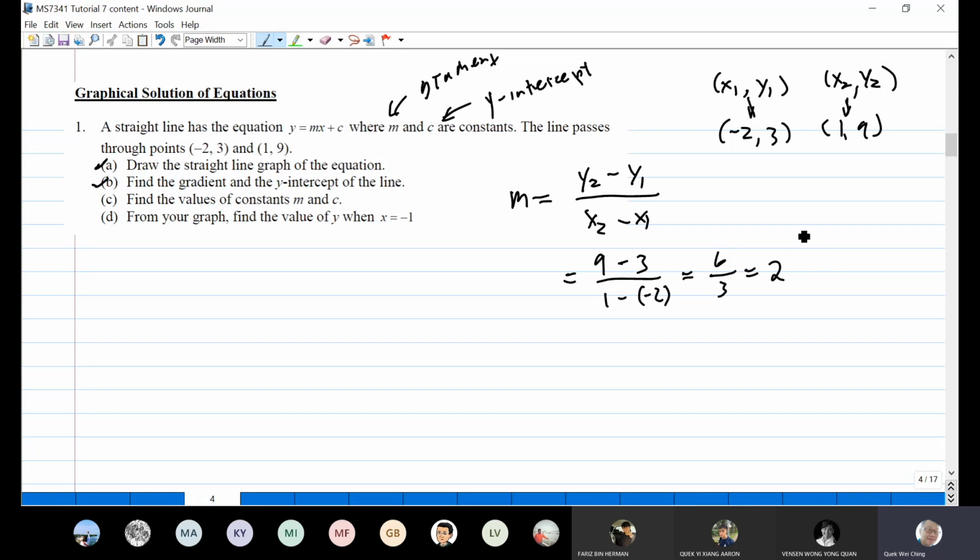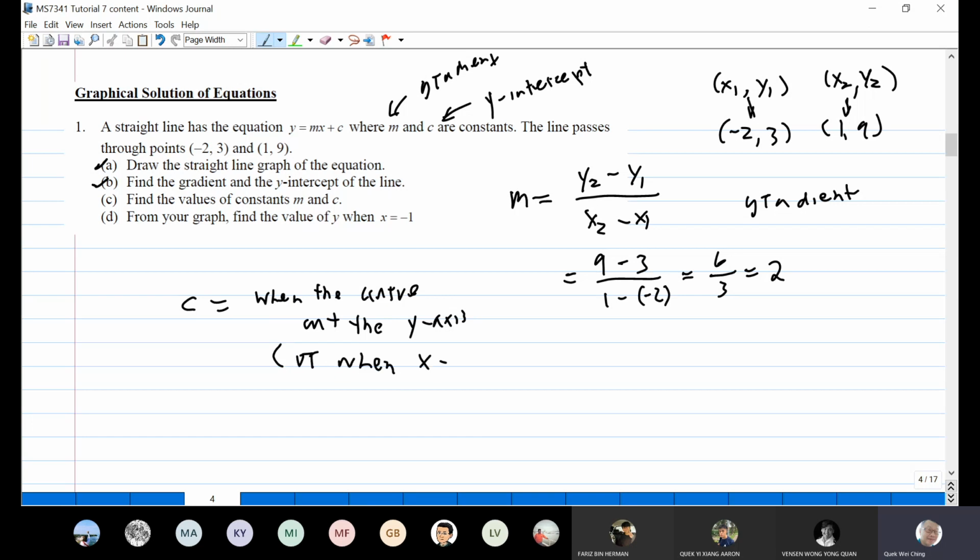The name for this is called gradient. Gradient is 2. Now, how to find the y-intercept? Y-intercept is where the straight line cuts the y-axis. This is when the straight line or curve cuts the y-axis, which is also the same thing as when x equals 0. When you put x equals 0, you can find the y-intercept here. So this is called the y-intercept.